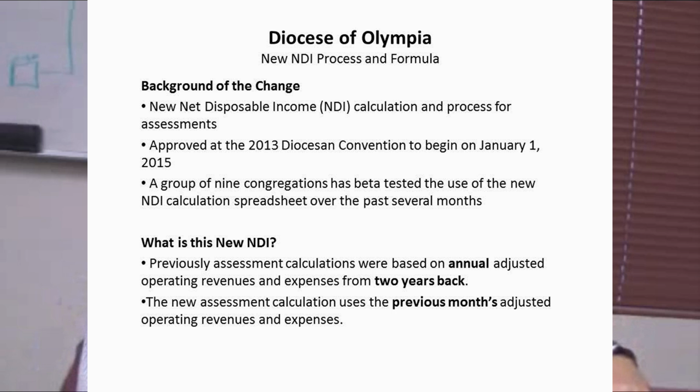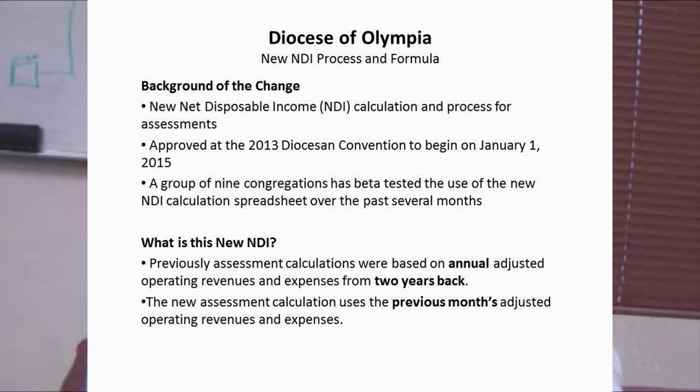We have a new net disposable income calculation and process. This was approved at the 2013 Diocesan Convention to begin on January 1, 2015. This new process takes over for one that had been in place for about 35 years, and it had a couple minor tweaks to it, but otherwise it had been the same one for all these years.